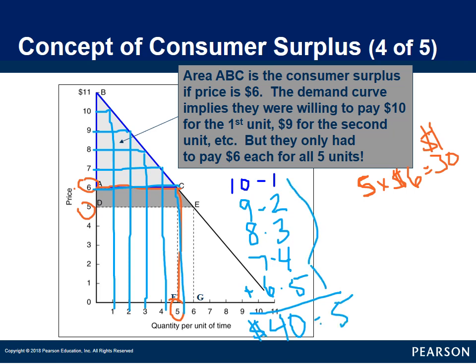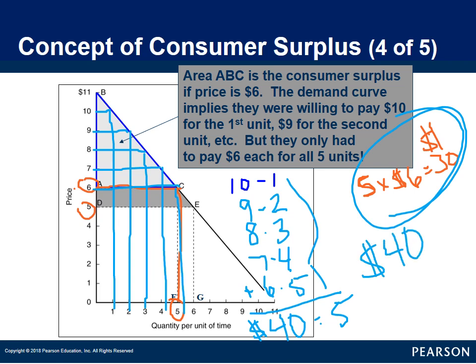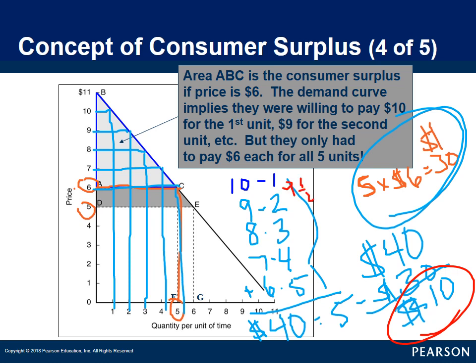for 5 hamburgers, but they only had to pay $30 because the restaurant prices all the hamburgers the same. So in this case, they were willing to pay $40. They only had to pay $30. So the consumer surplus is approximately $10. Now, it's actually going to be a little bit more than that because what we did not take into account is how much they were willing to pay for 9.5 hamburgers or 8.5 hamburgers or 7.5 hamburgers.